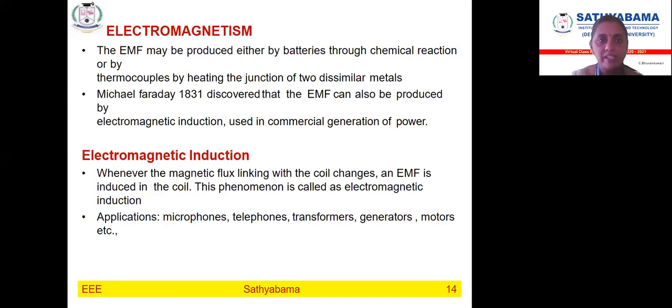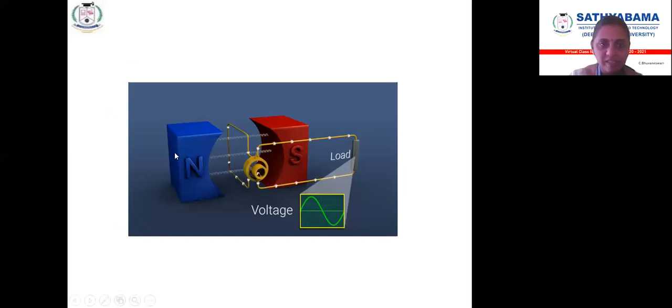I think you will understand what I'm telling. See, this is the magnet, and this is going to be the coil. So the flux lines will be cut if either of the two moves. Either the magnet moves or the coil moves, so there should be some change of flux. That's all.